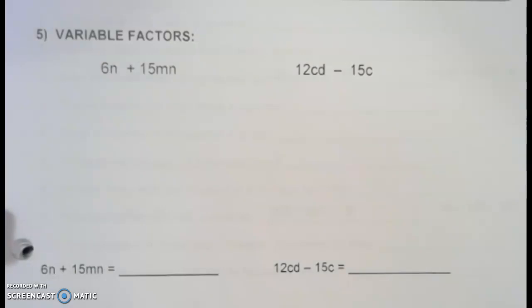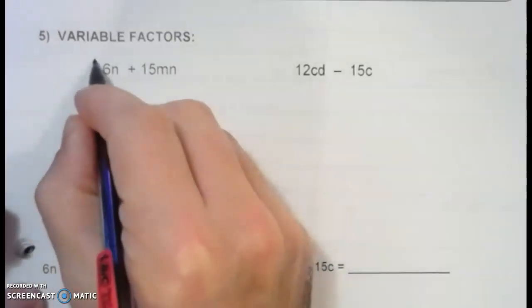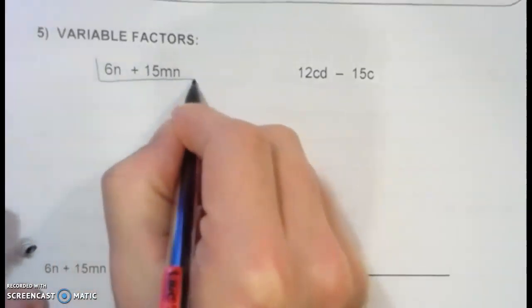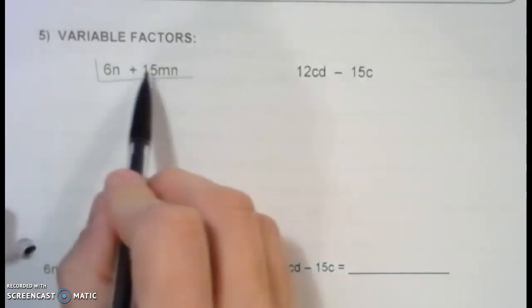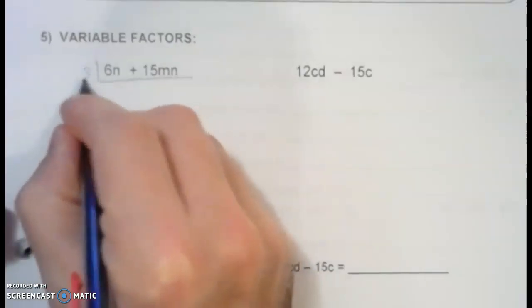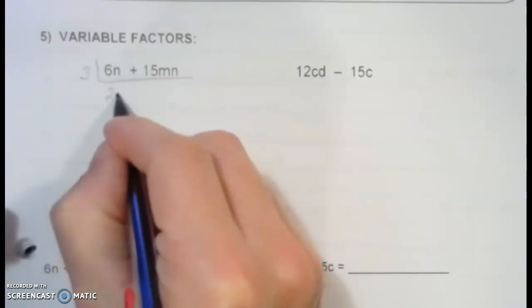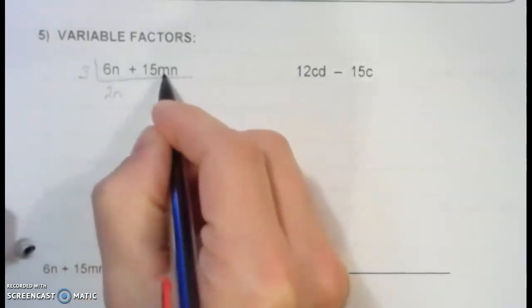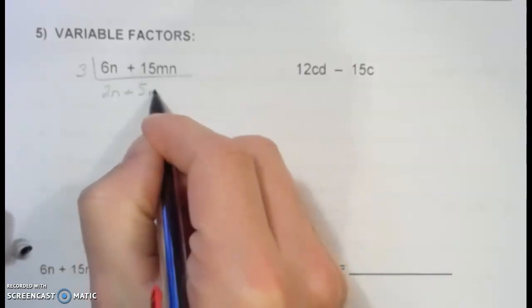In example 5, we've got a couple of different expressions to look at. Our first one is 6n plus 15mn. I'm going to go ahead and put my factor box around 6n plus 15mn, and I'm going to look for a common factor. Looking at my numbers, I see that 3 would go into both of those, so I'll divide each of them by 3. 6n divided by 3 is 2n. Positive 15mn divided by 3 is positive 5mn.